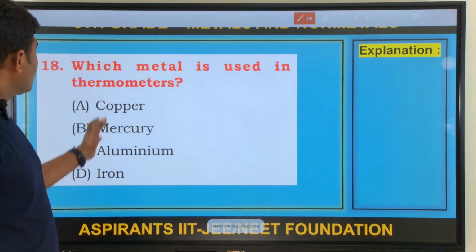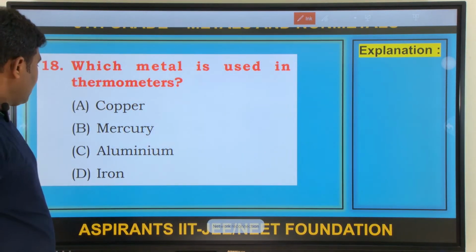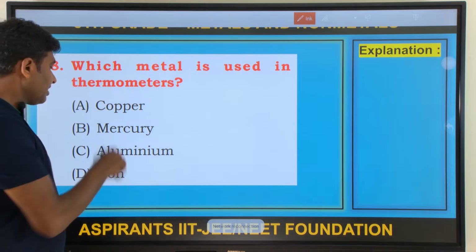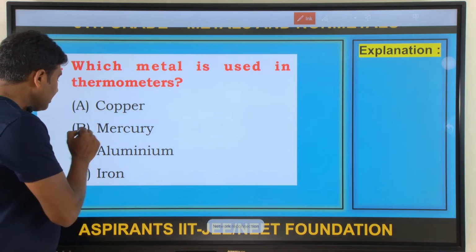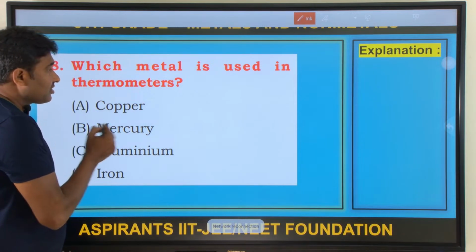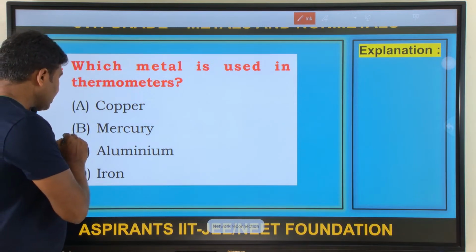Which metal is used in thermometers? Here 4 metals are given, all metallic elements. But in these metallic elements, which metallic element is used in thermometers? Everyone knows that, that is mercury.